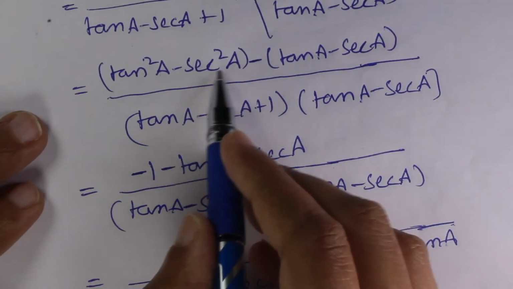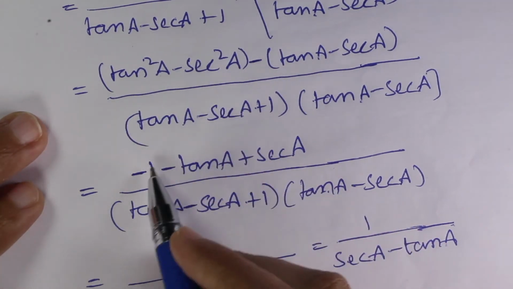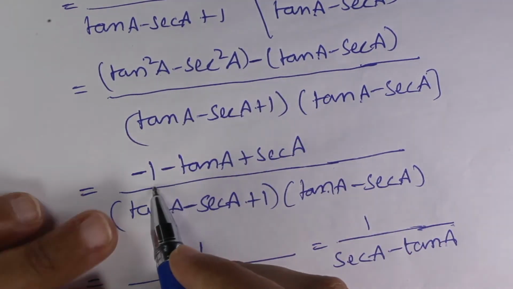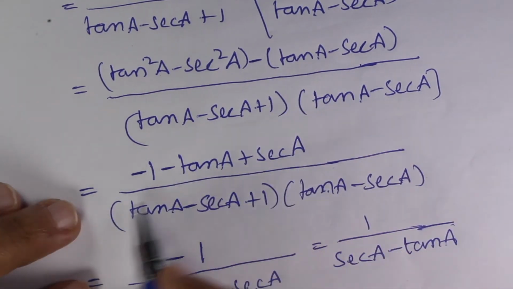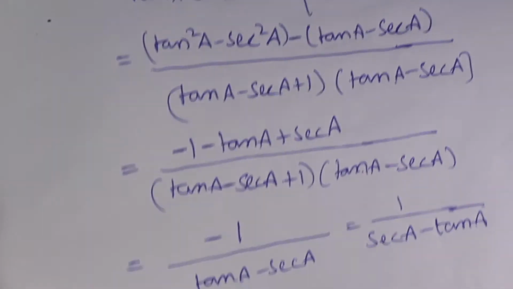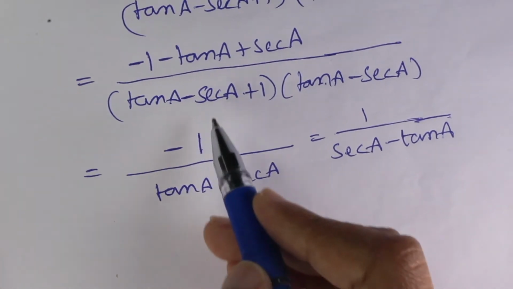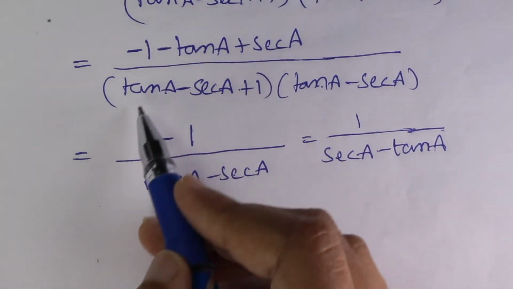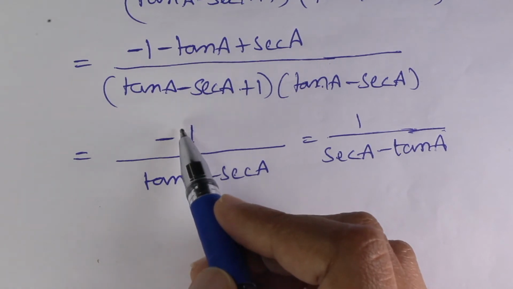Now we know that secant square A minus tan square A is equal to 1. So tan square A minus secant square A becomes minus 1. Minus 1 minus of tan A plus secant A divided by the denominator. Now these two parts get cancelled. 1 minus tan A plus secant A divided by tan A minus secant A plus 1.